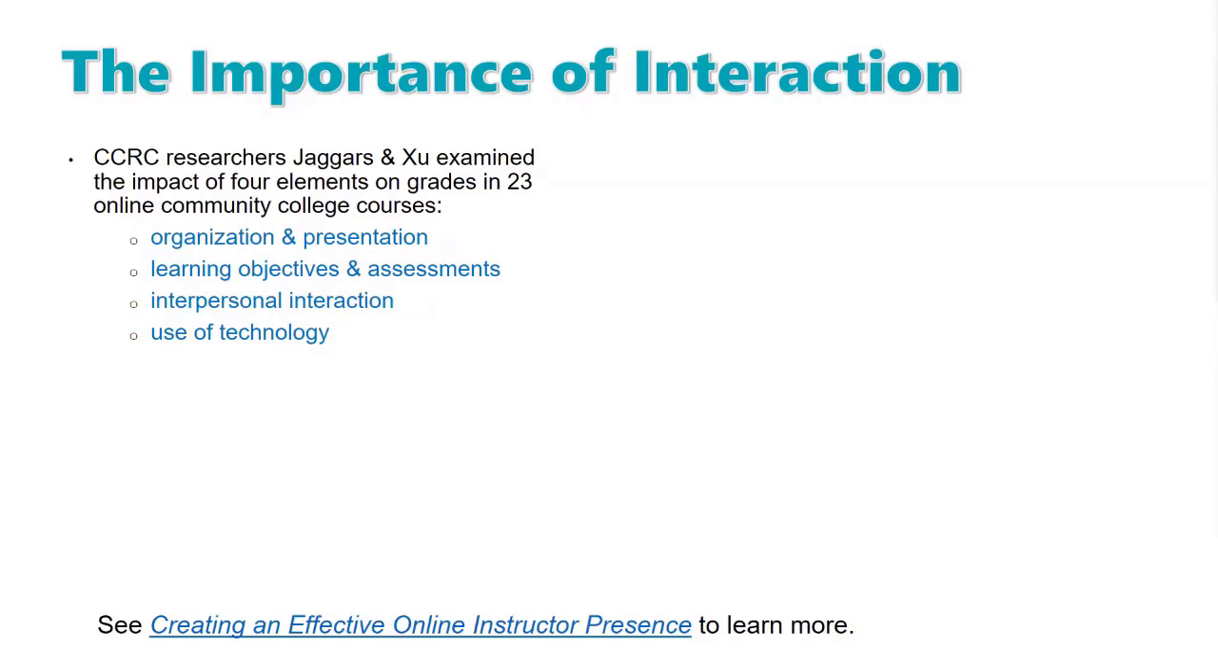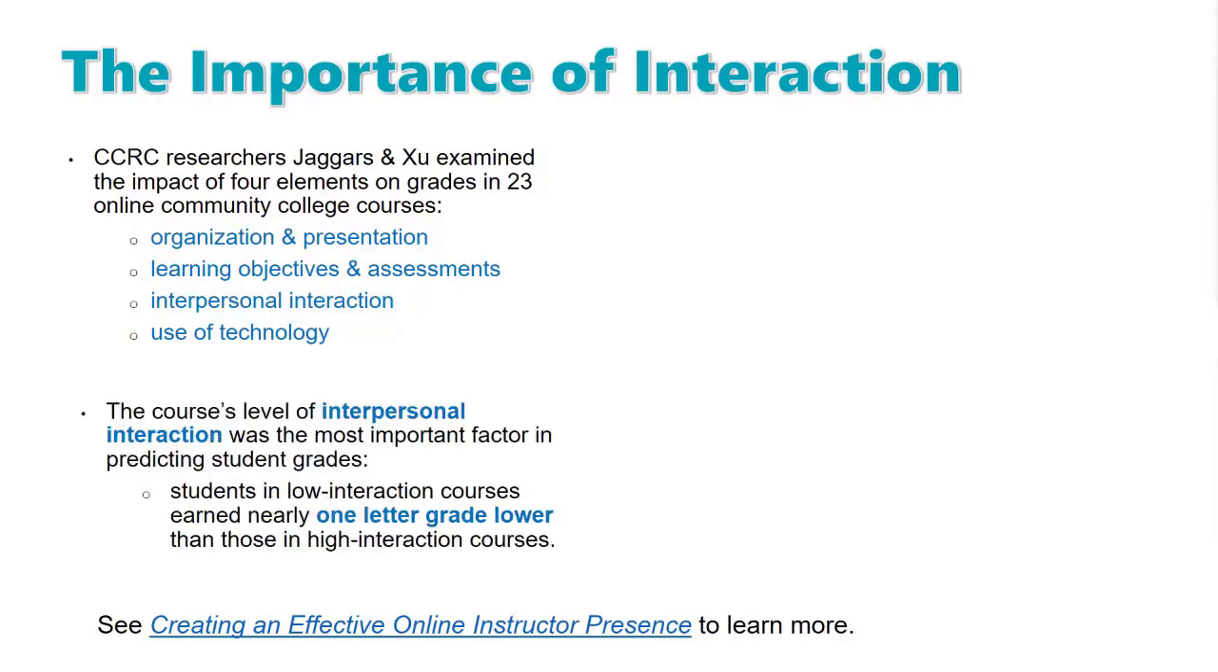And these were the areas that they were looking at: organization and presentation in the course. So how well organized it was, how well the instructor presented the content, learning objectives and assessments, interpersonal interaction, and use of technology. So they were looking at the impact of each one of these on the course.